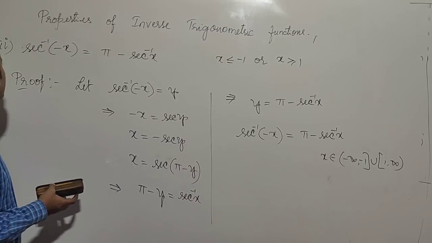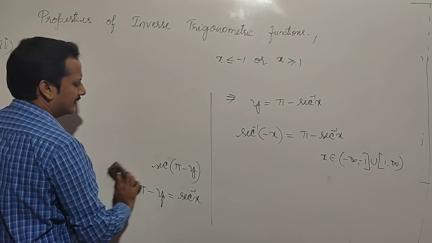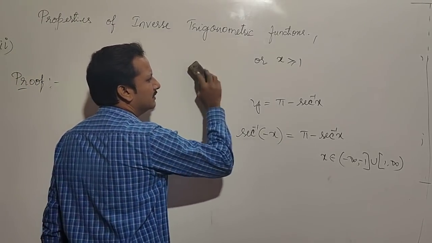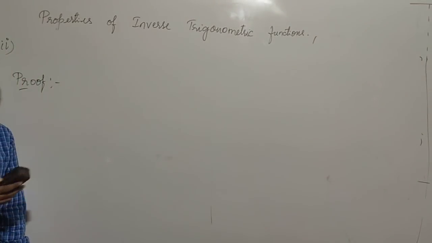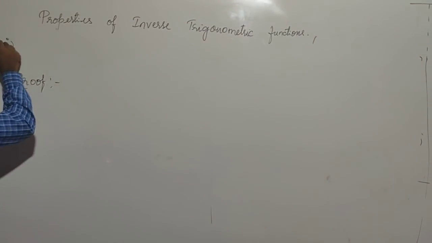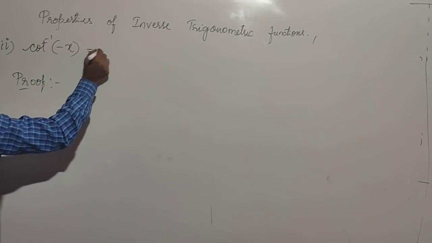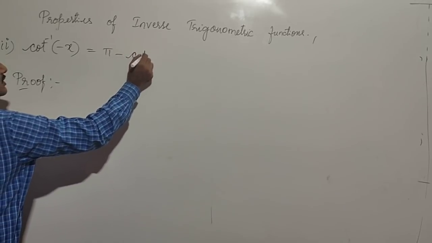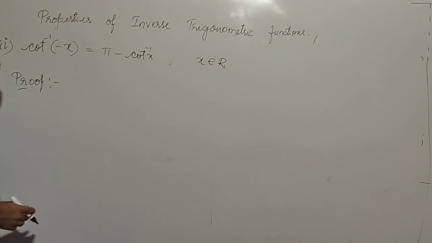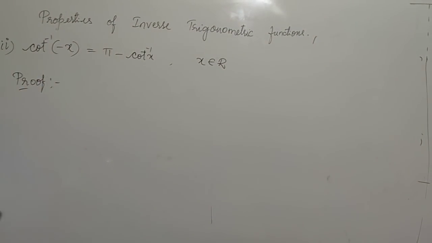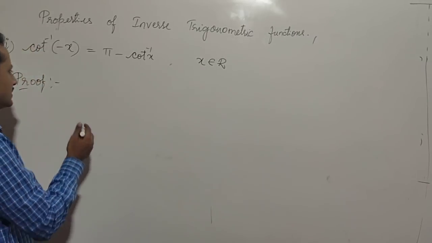Okay. After that, let us look at the third result. Cot inverse of minus x is equal to pi minus cot inverse x. This is true for all real values of x. Let x be any real number. This is true.